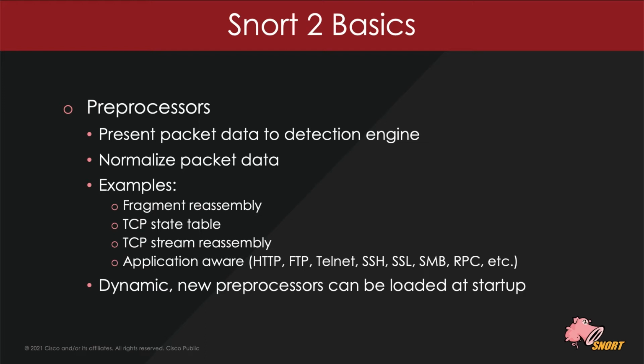Other examples, fragment reassembly. That's really the IP layer, fragmentation reassembly, reassembling packets into datagrams. TCP state, again, TCP stream reassembly, again, we're moving down the layers. And then application aware. These are the important ones that usually do most of the heavy lifting. HTTP, you're talking important protocols like SMB, RPC, lots of traffic there. So those are very important. And they are dynamic. You can actually load new preprocessors on startup.